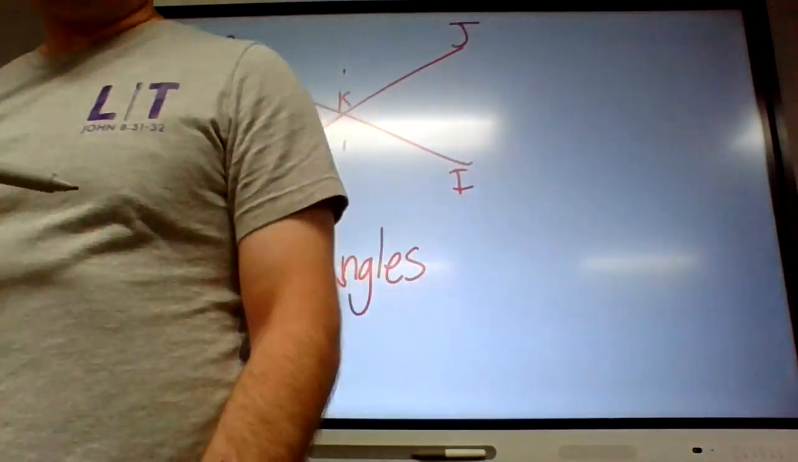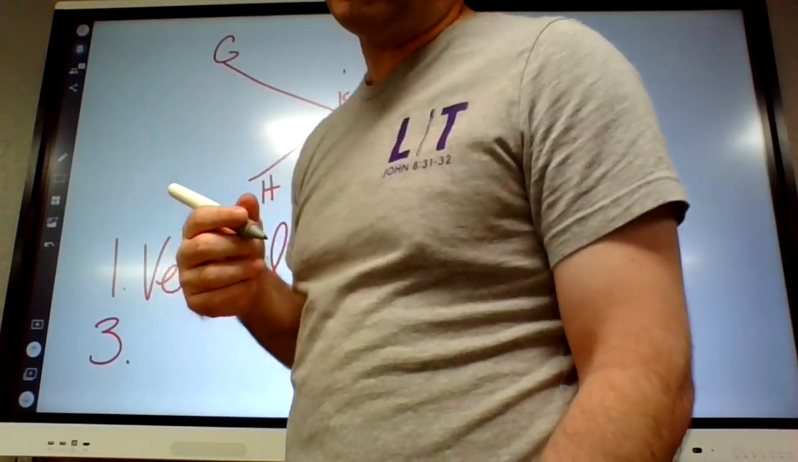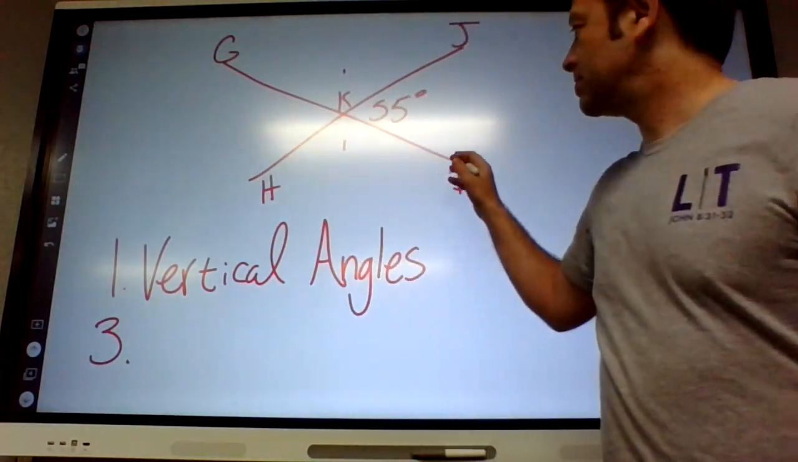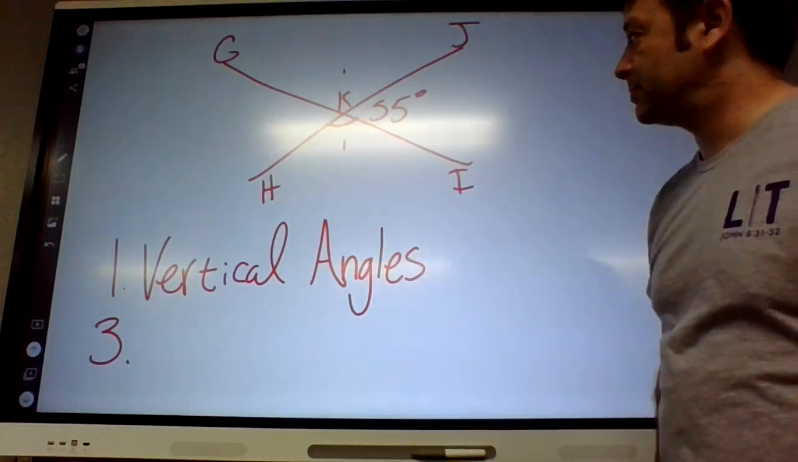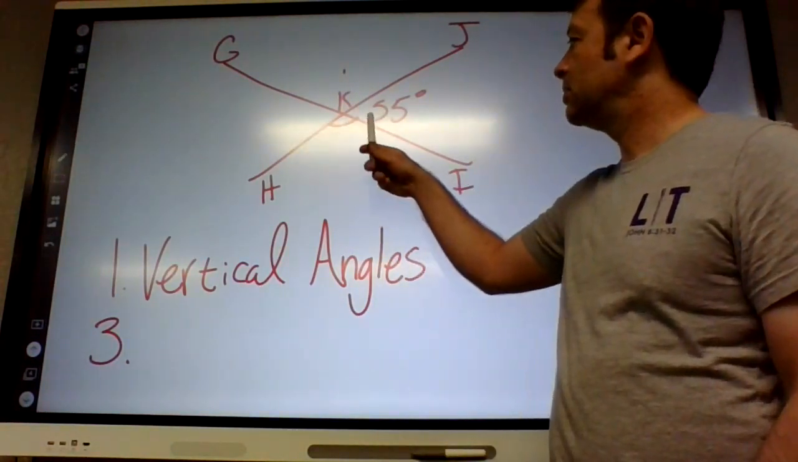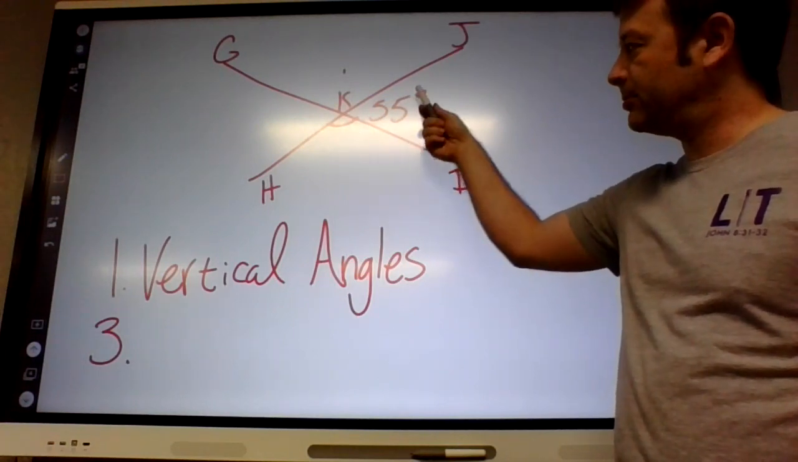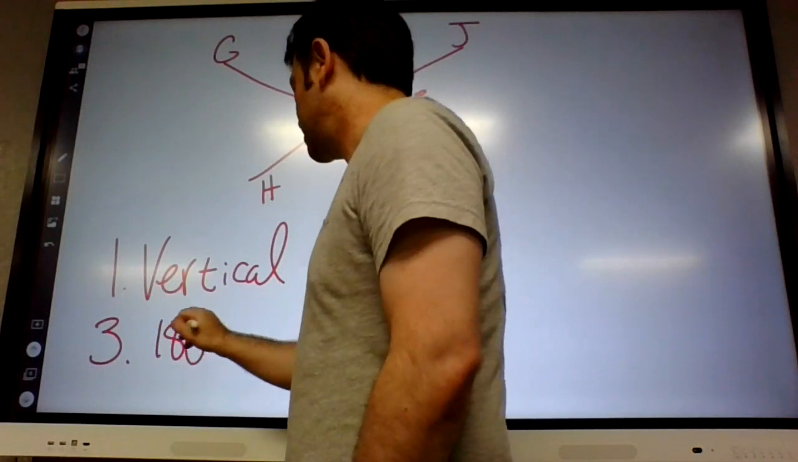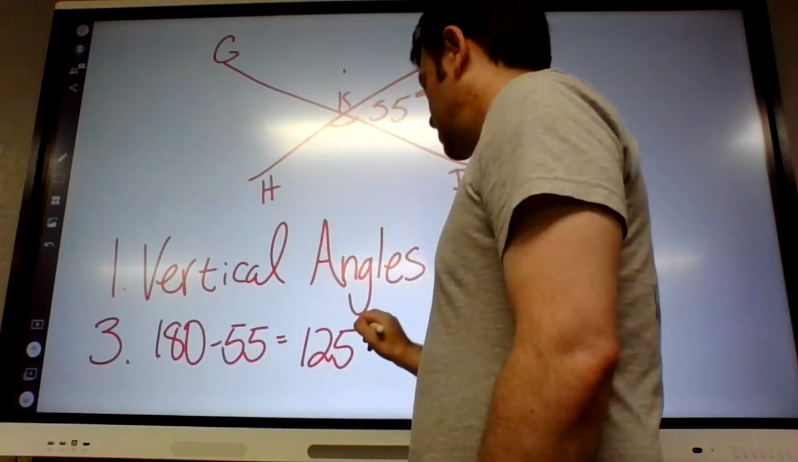All right, number 3. Find the measurement of angle IKH. So IKH is down here. How do I find the measurement of that? You do 180 minus 55, because these make a linear pair here. Make 180. So 180 minus 55 is 125 degrees.